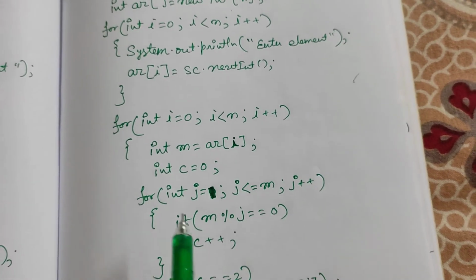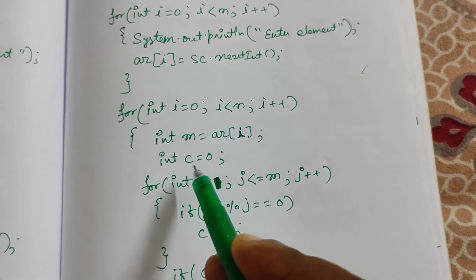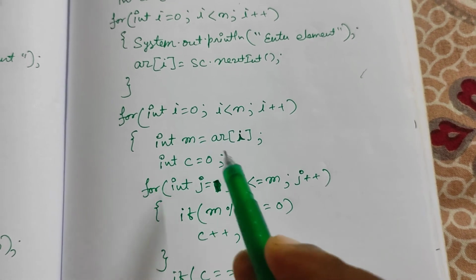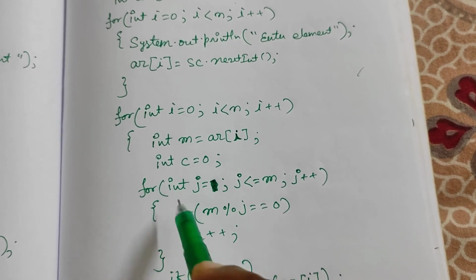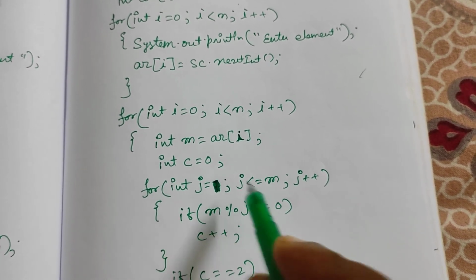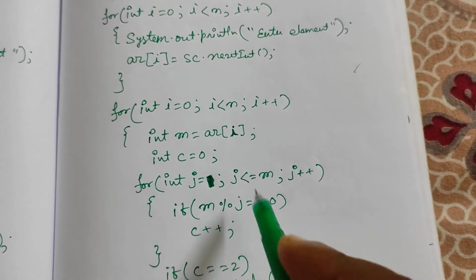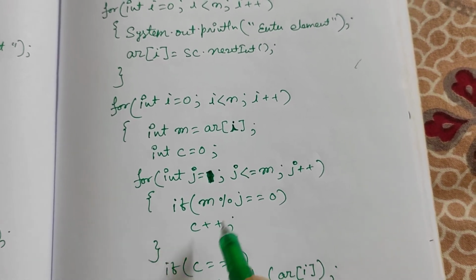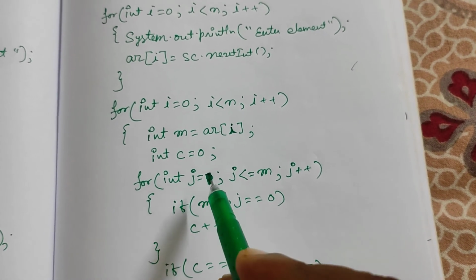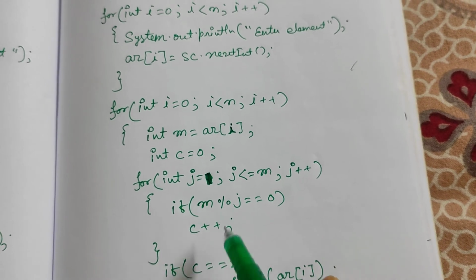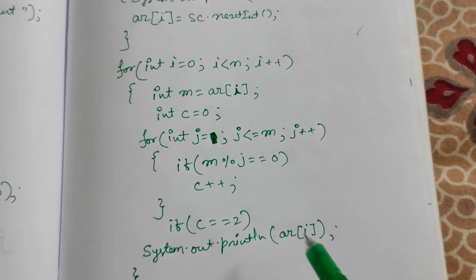So we know how to check a prime number. First we have to take one variable c = 0, this is the counter. If the value of c becomes 2, then that means m is a prime number. So j = 1, another variable we are taking here for the loop, j = 1; j <= m; j++. Now if m % j == 0, c++. So how many times will c increase? For 1 and m. If the value of c is 2, that means it is divisible only by 1 and itself. If c is 2, we can print ar[i], or m also you can print here.